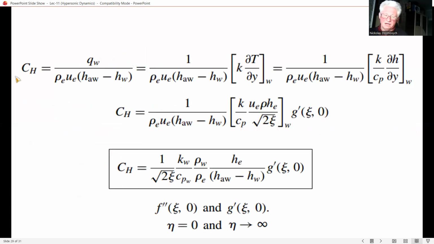According to this, we can build our Stanton number in this expression on the right. And using the transformation, this becomes a bit simpler, as the second part. Or after the next transformation, we can write the Stanton number in this form in the middle. In summary, all these equations express the skin friction coefficient and the heat transfer coefficient at the wall.